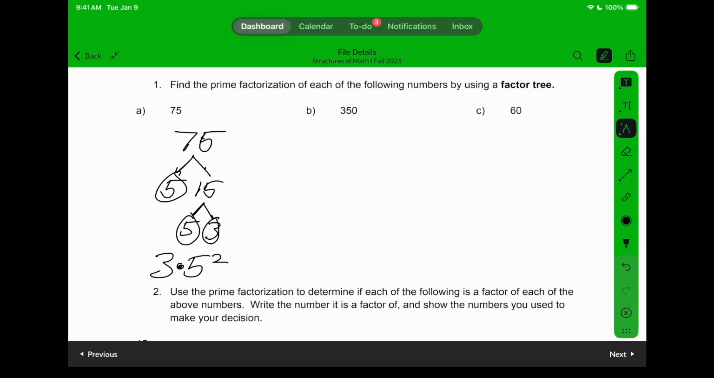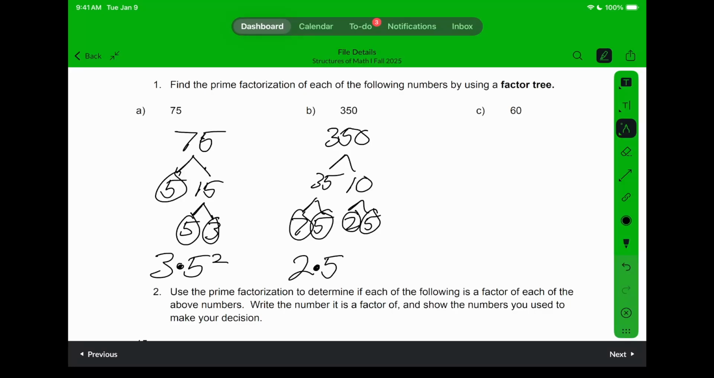So, moving on to 350. This one, we can easily do 35 and 10. 35 can break further into 7 and 5, which are both prime factors. 10 into 2 and 5, which are also both prime factors. So we have a 2, we have two 5s, we have a 7.